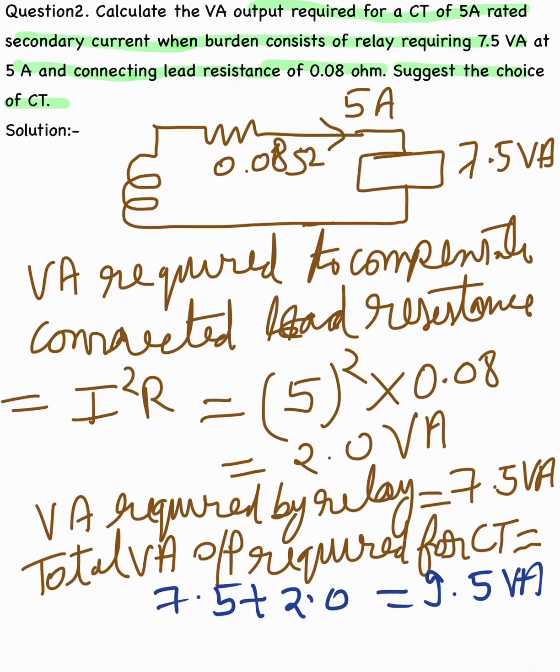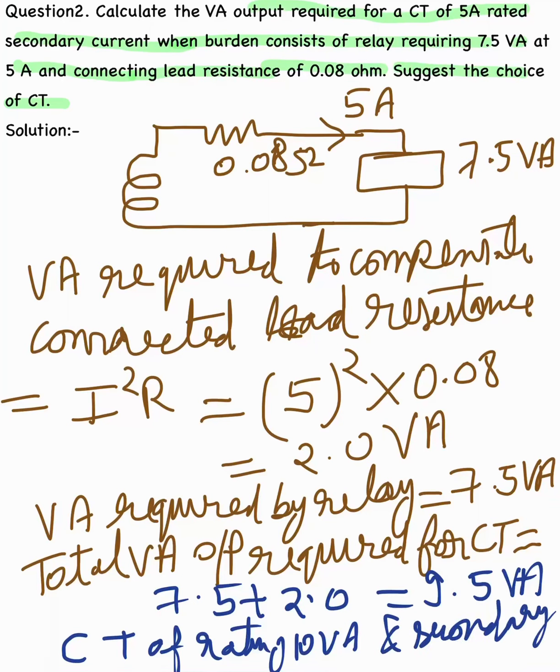So the final answer: a CT of rating 10 VA and secondary current 5 ampere may be selected, because the 9.5 VA is approximately 10 VA. So we have the CT of rating 10 VA and secondary current 5 ampere selected for the choice of CT.